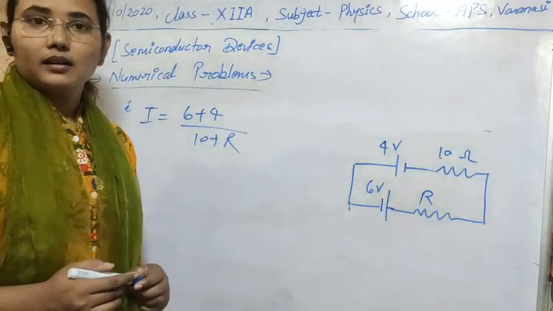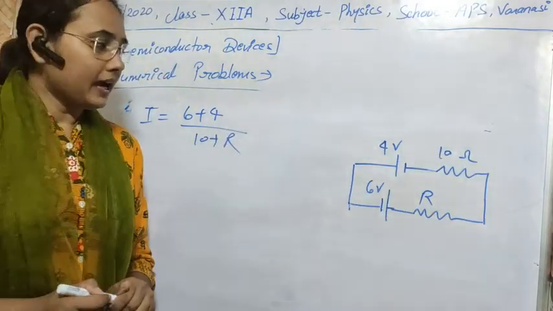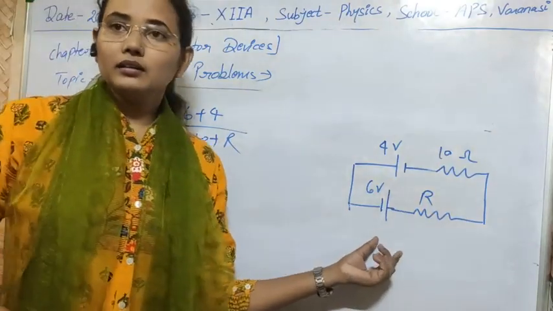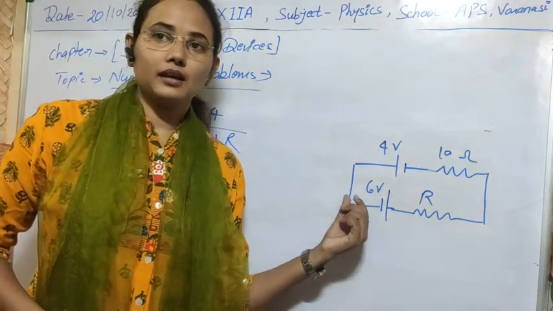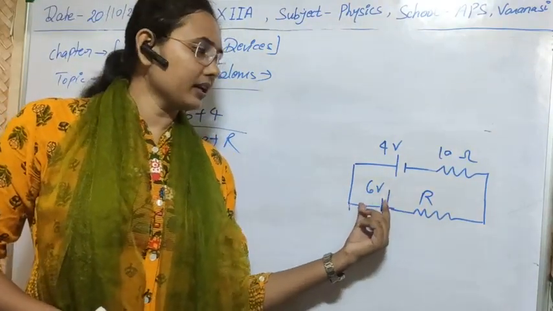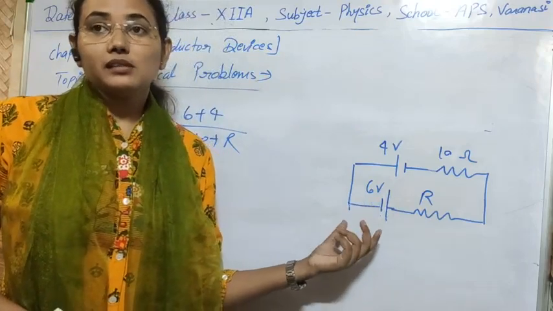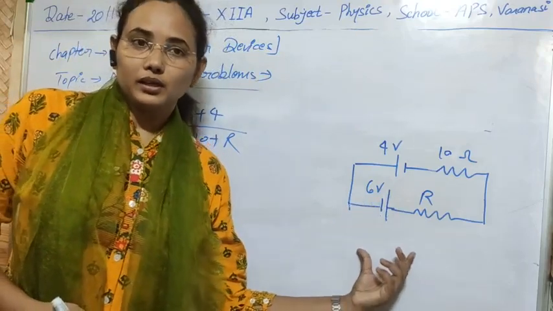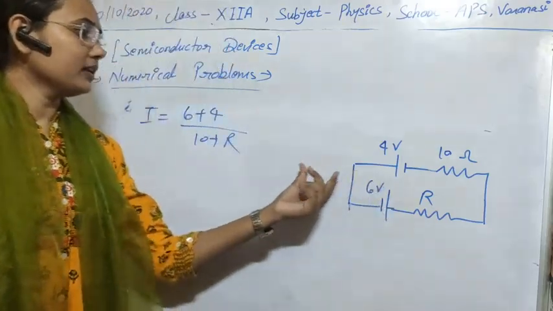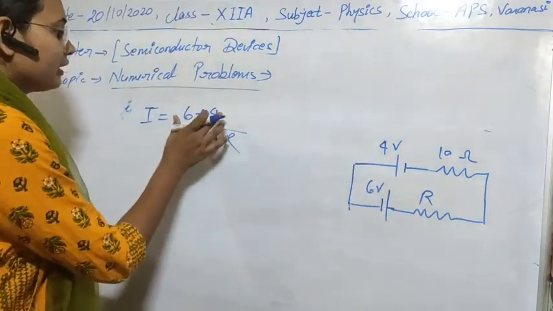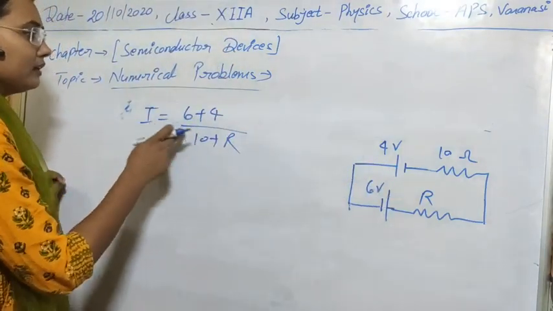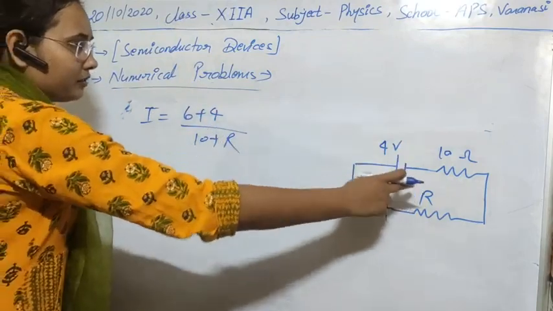Clear, I think. Our problem was that the diode is connected in reverse bias, so the current through the diode will be 0. That's why this will be a series circuit. So what will be the current in that? Finally, the sum of sources upon the sum of resistances.